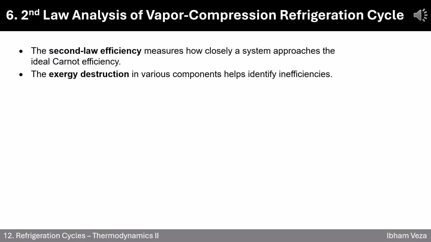Even more useful is exergy destruction. It tells you exactly where your system wastes useful energy, whether it's in the compressor, condenser, or elsewhere. This is your roadmap to improvements. Find the biggest exergy losses, fix them, and you'll get closer to optimal performance.